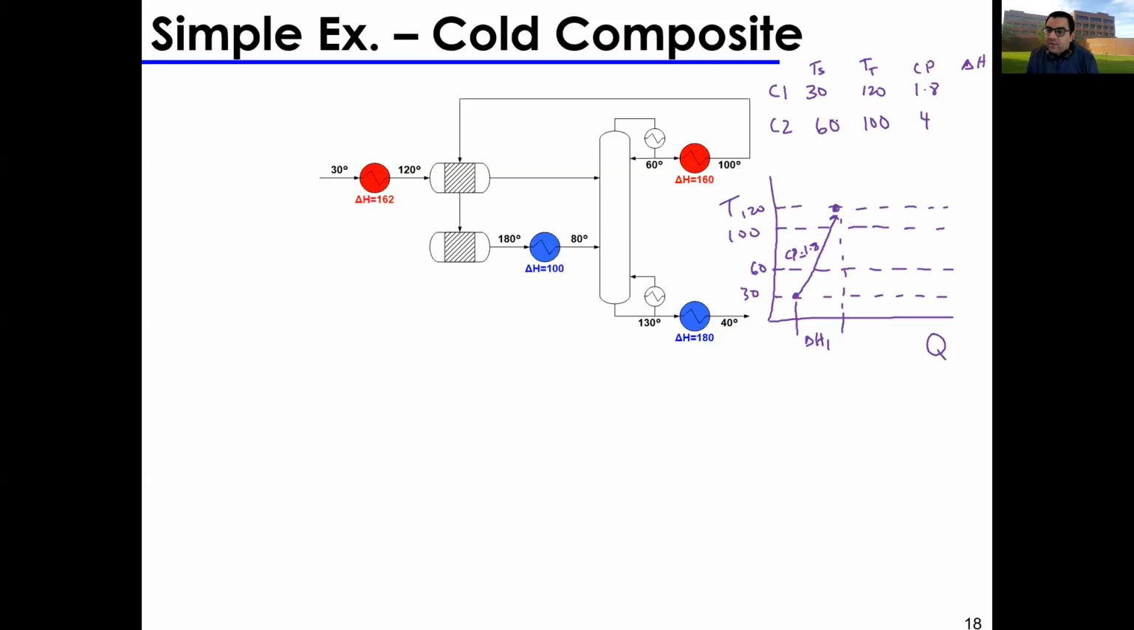CP 1.8. Let me plot the second line here. I go from 60 to 100, so I start at 60, and I need to go to 100, and this line will have a slope of 4. Alternatively, delta H in this case is what, 160.